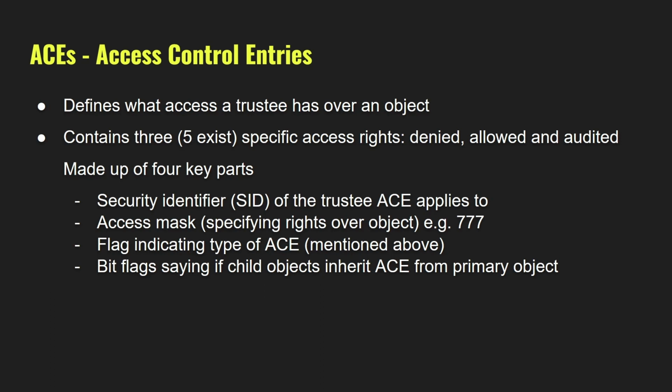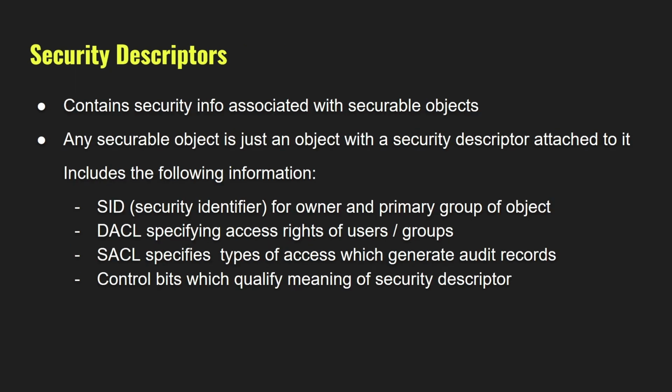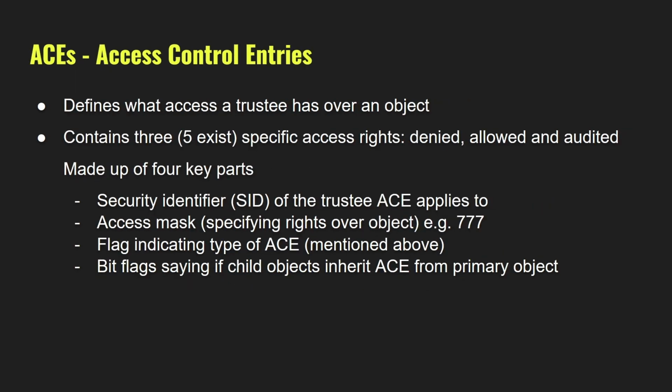An ACE is made up of 4 key parts. The security identifier, same again, but this time it's the SID of the actual trustee the ACE applies to. So it'll be the SID of the user or the SID of the group. An access mask, specifying rights over objects. Example there, 777, so obviously all rights. That's what I was trying to get to before when I was talking about a security descriptor. That's essentially how I broke it down. That's all this really is. It just defines who can access what and how they can access it, like this access mask here.